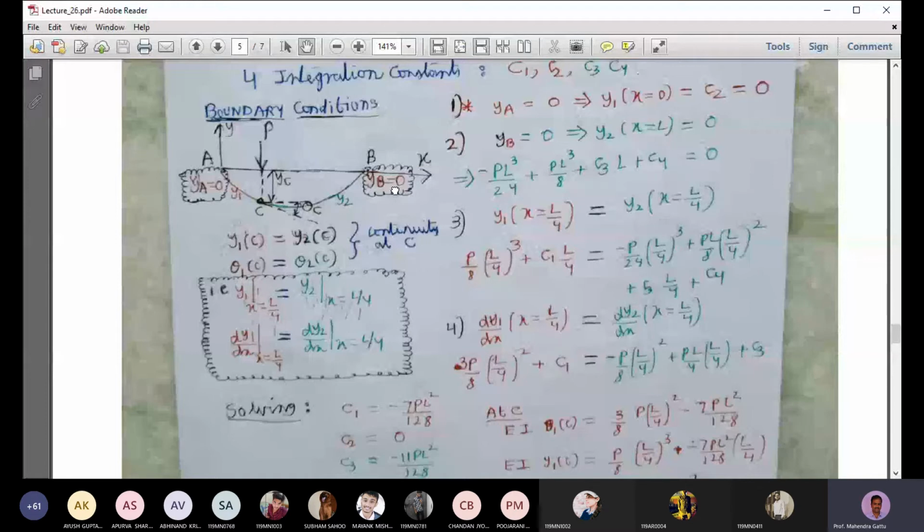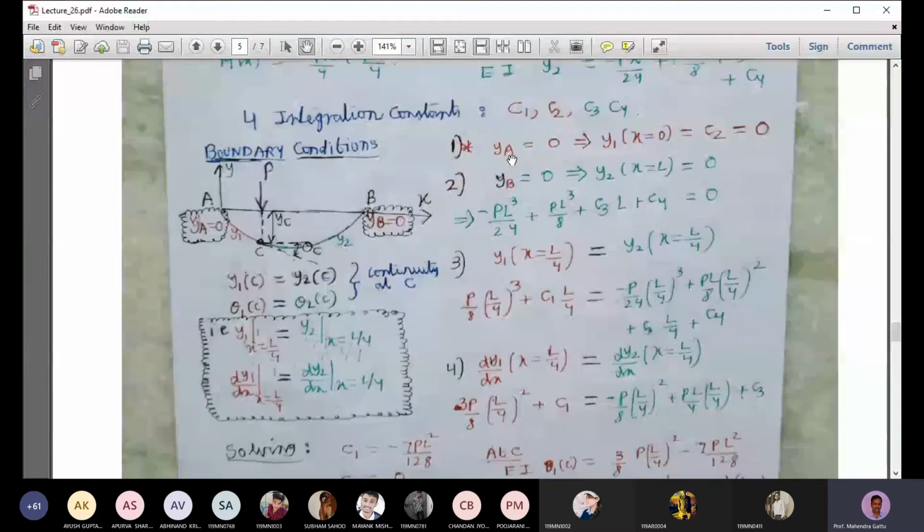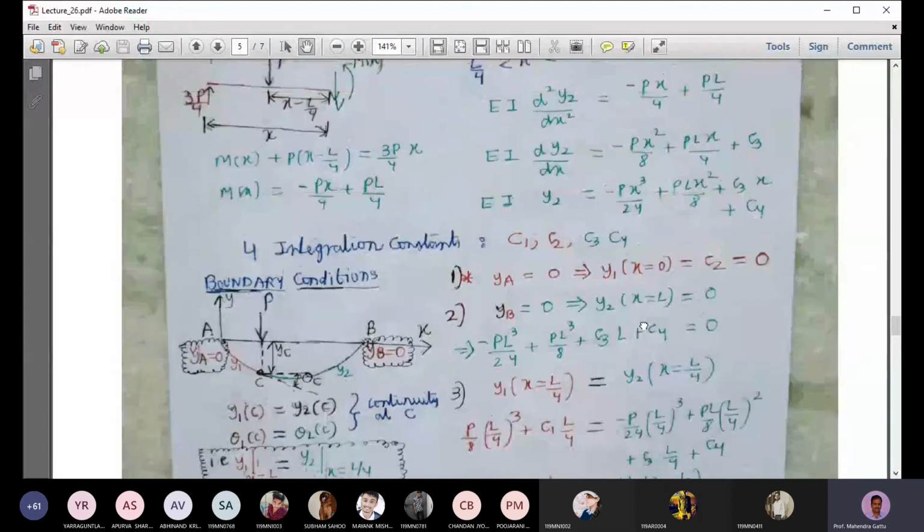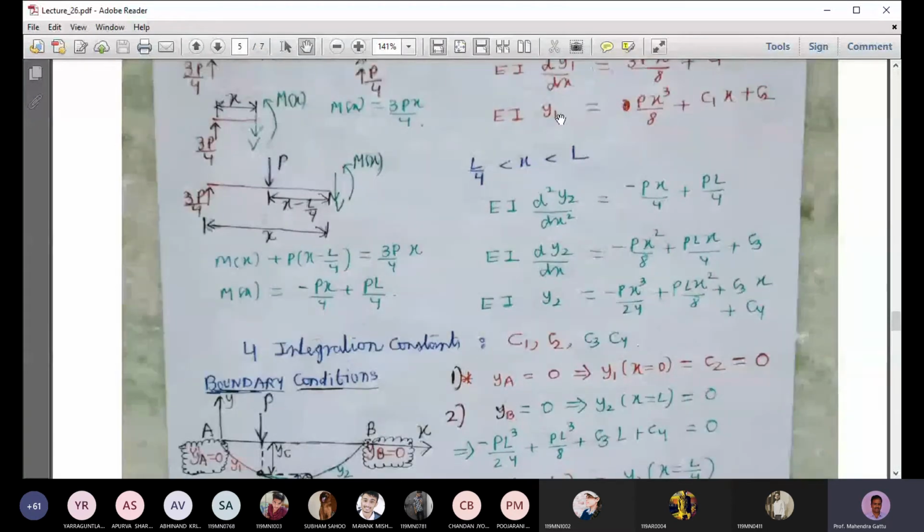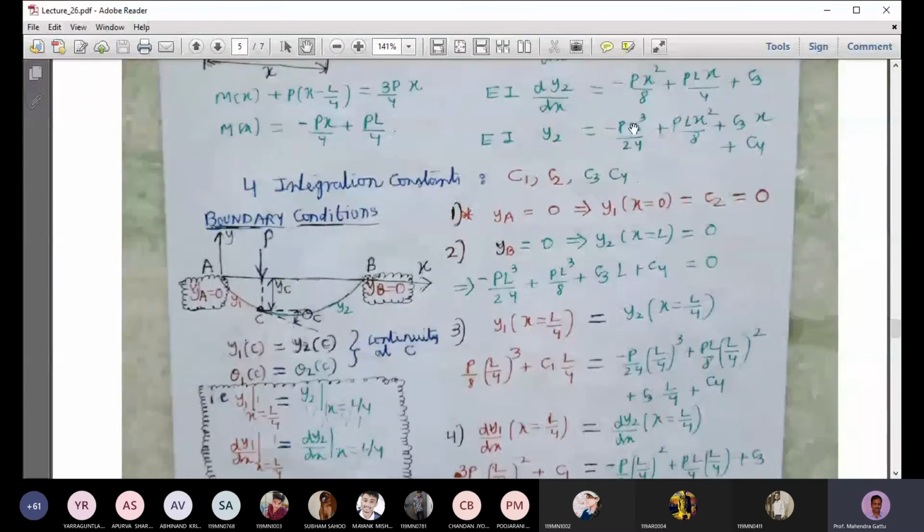Okay, so we can apply that here. We have y1 of x equal to 0 is 0, so if you substitute it here, we are having only c2. So c2 is equal to 0. Similarly, y2 of x equal to L is 0, so we substitute minus PL cube by 24 plus PL into L square by 8 plus c3L plus c4. So this entire term is 0. So we have got two equations and we need two more equations.